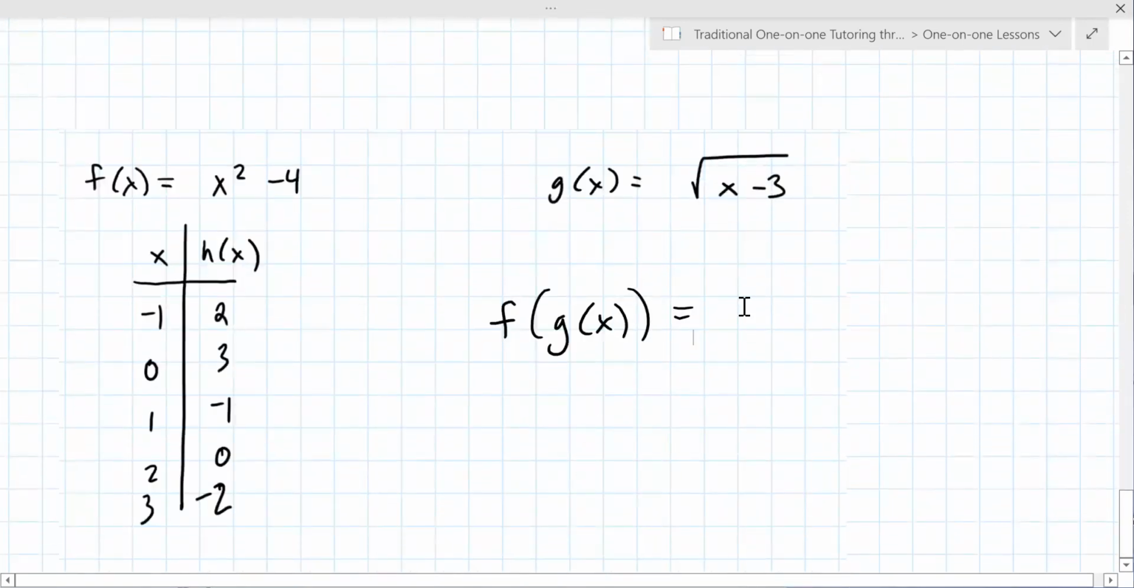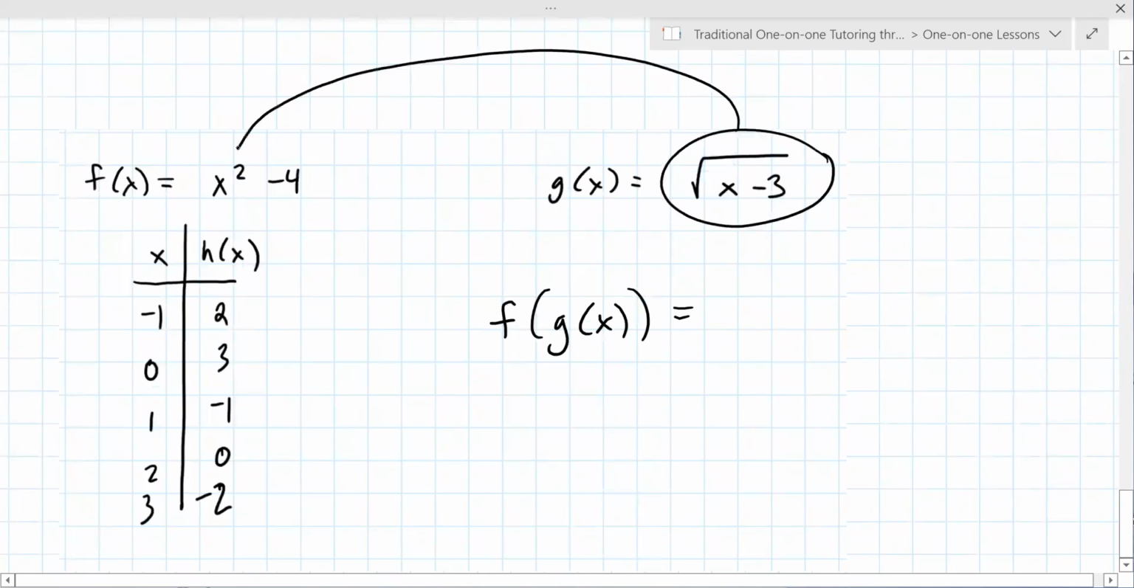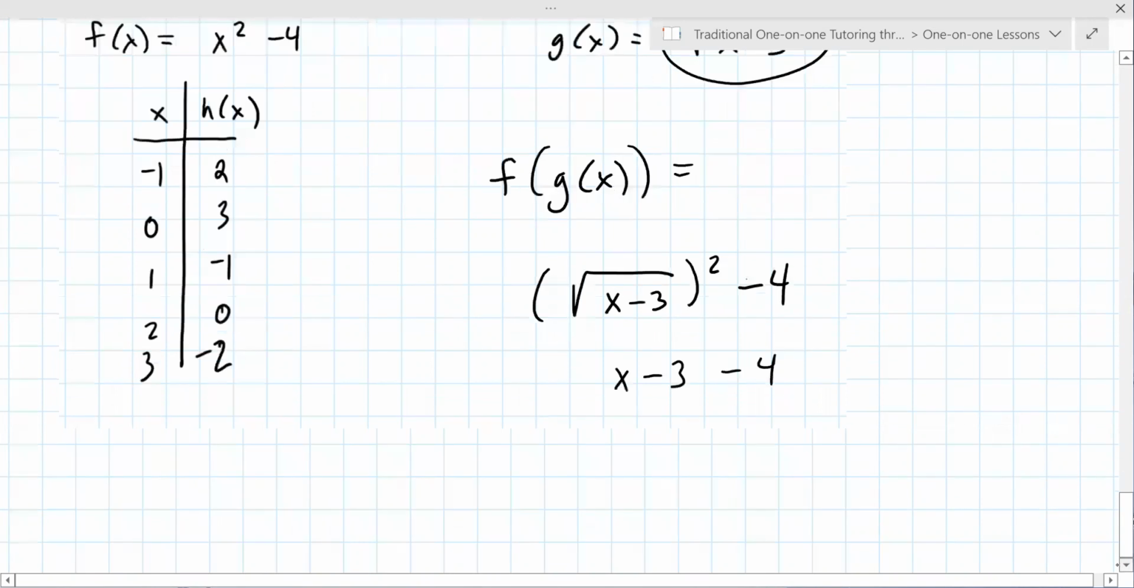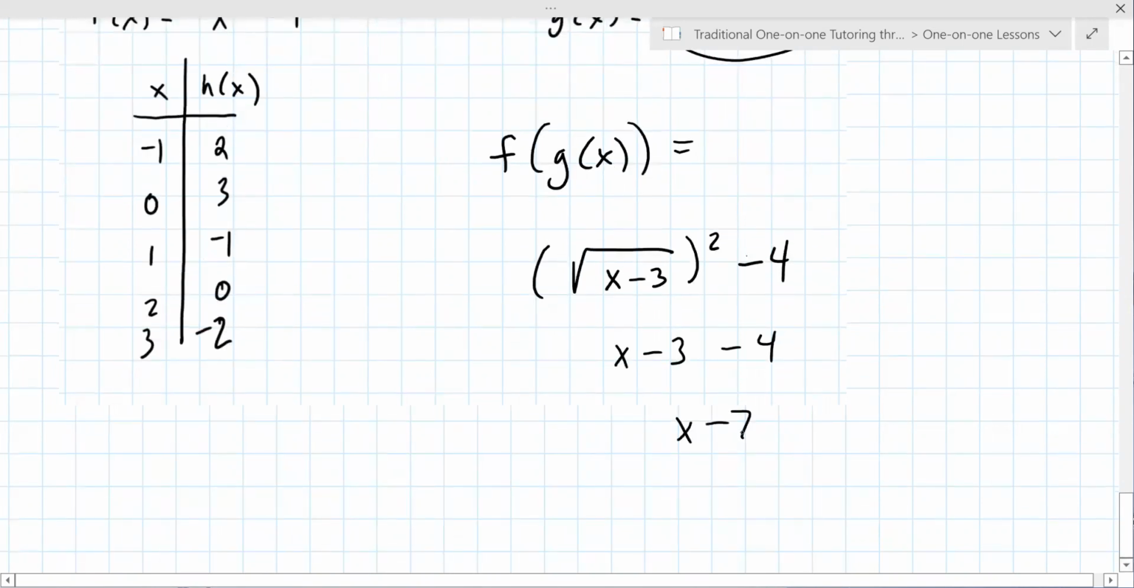All right. So here's what you do. You start with G of X and you put it in for the other X. So wherever you see an X, you put in the square root of X minus 3. So when you square a square root, you get X minus 3 minus 4. And then that becomes X minus 7. And you're like, okay, I'm done.